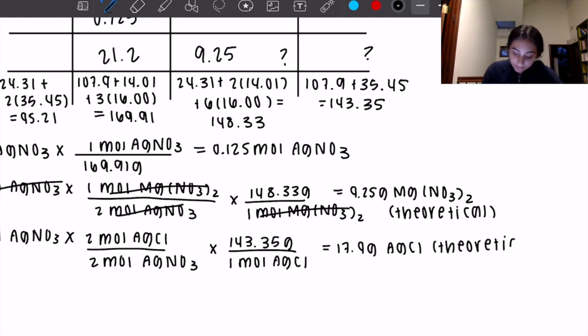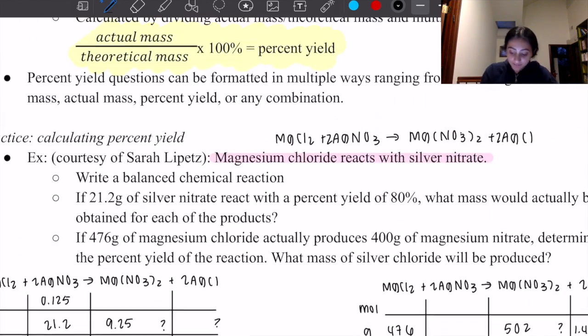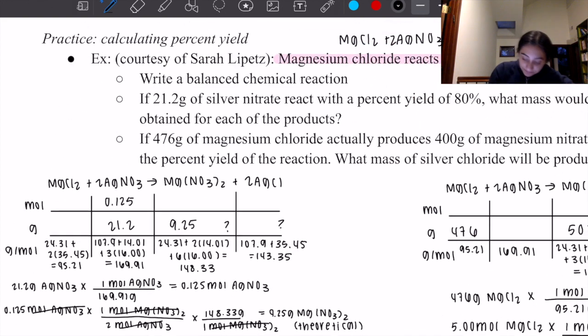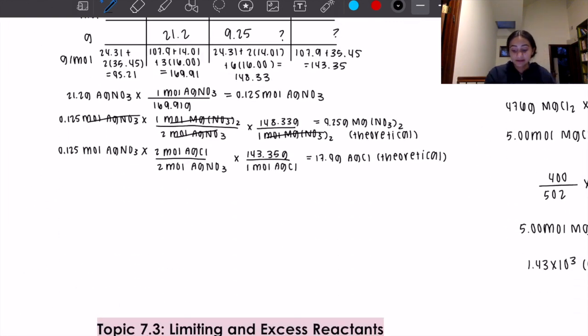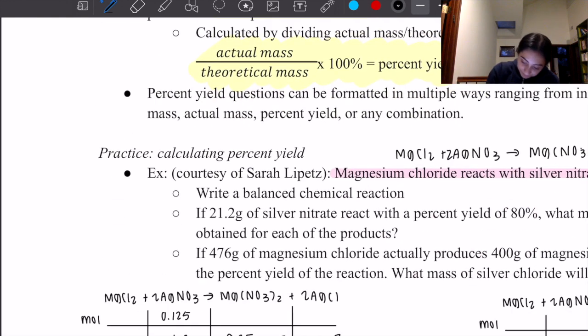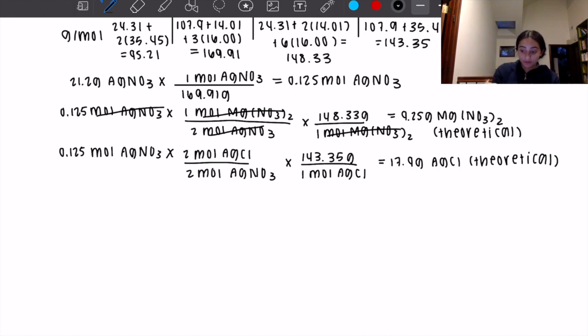Okay, now we're not done because the problem asks for the actual mass of each of the products. And we're given a percent yield of 80%. And we know our equation for percent yield is actual mass over theoretical mass. So we have our theoretical masses. So let's start with MgNO32.